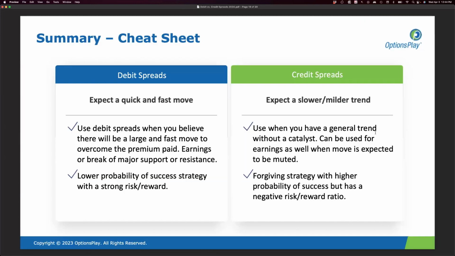So lastly, what I'll leave you with is a quick cheat sheet on these types of strategies. Today, we covered debit and credit spreads. The biggest thing to remember is that debit spreads are for when you expect there's going to be a quick and fast move, and credit spreads are for when you expect a slower or milder trend that you think will likely continue. So use debit spreads when you believe there will be a large and fast move to overcome the premium that you have to pay, such as earnings or the break of a major support or resistance level, and you think the stock's going to make a big move in a short amount of time.